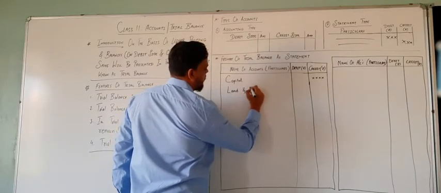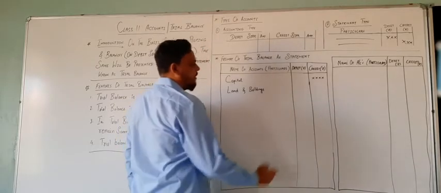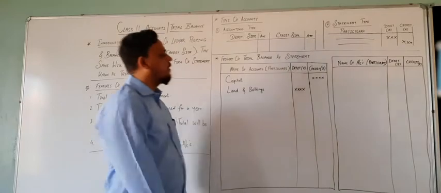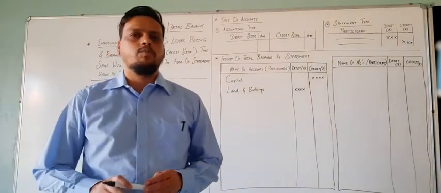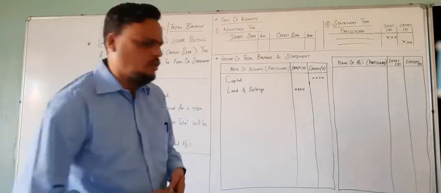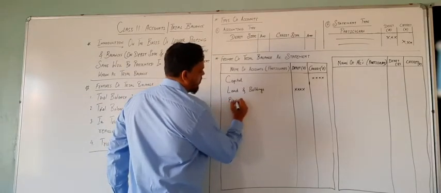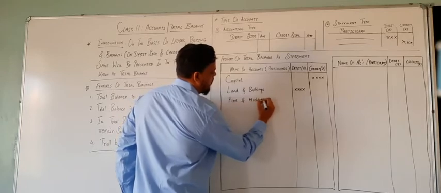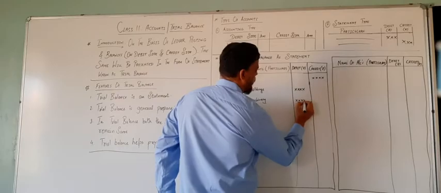Next point is land and buildings. Land and buildings amount is ultimately on the debit side. Land and buildings is ultimately an asset, so the amount should be on the debit side. Next point is plant and machinery. Plant and machinery is also an asset. Plant and machinery amount will be on the debit side.